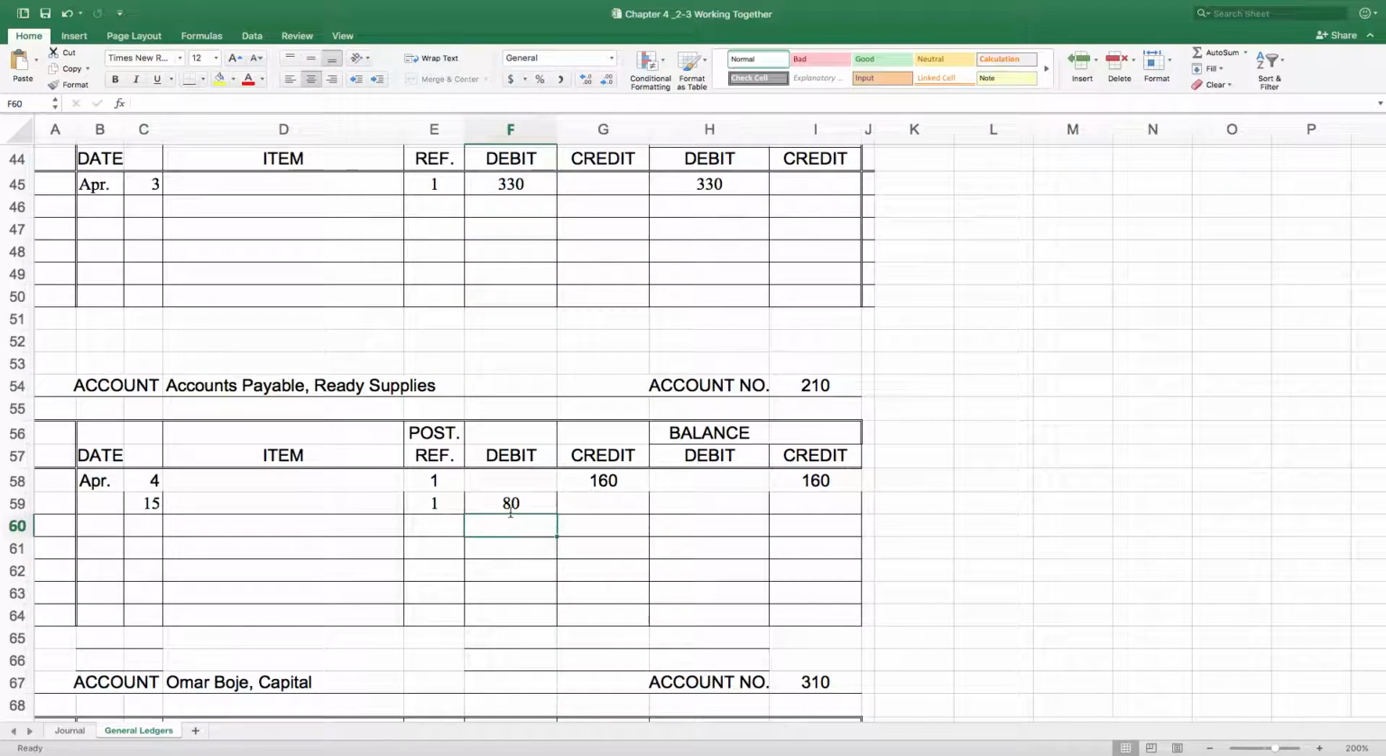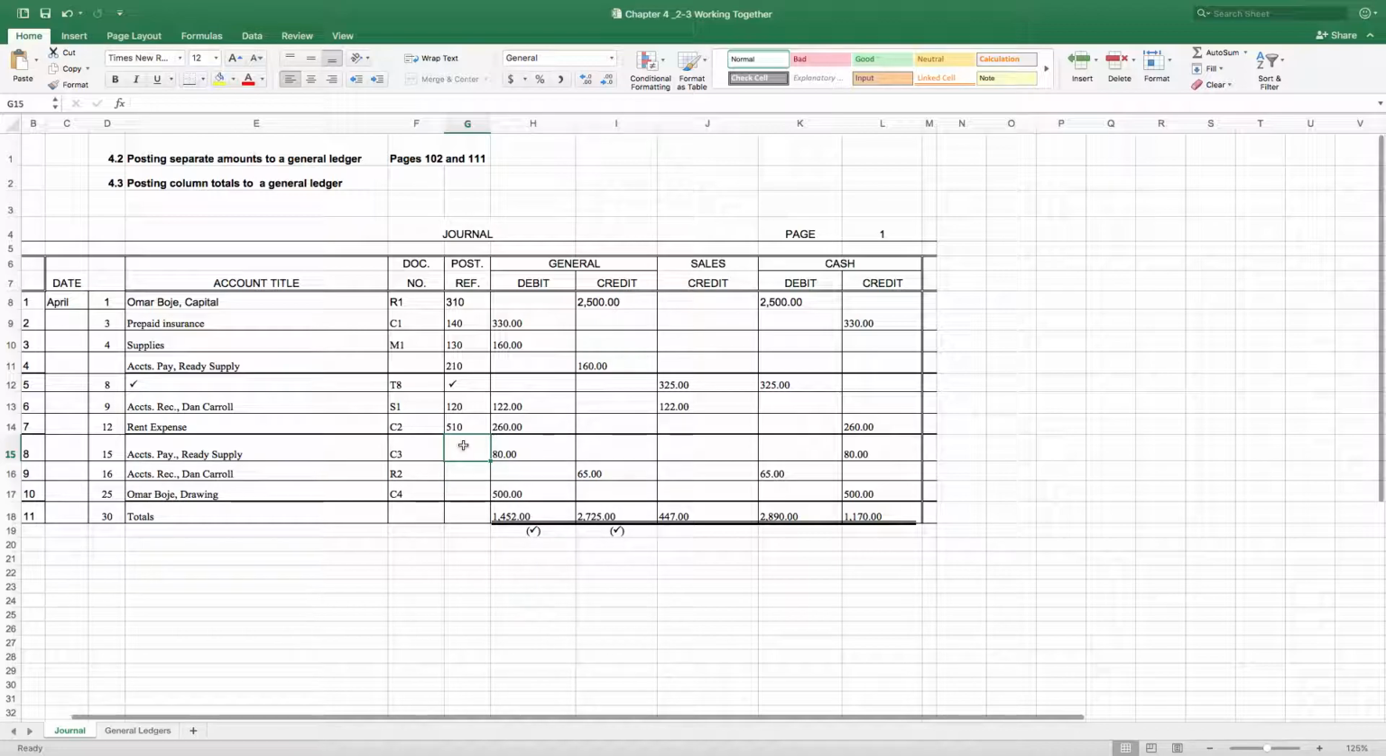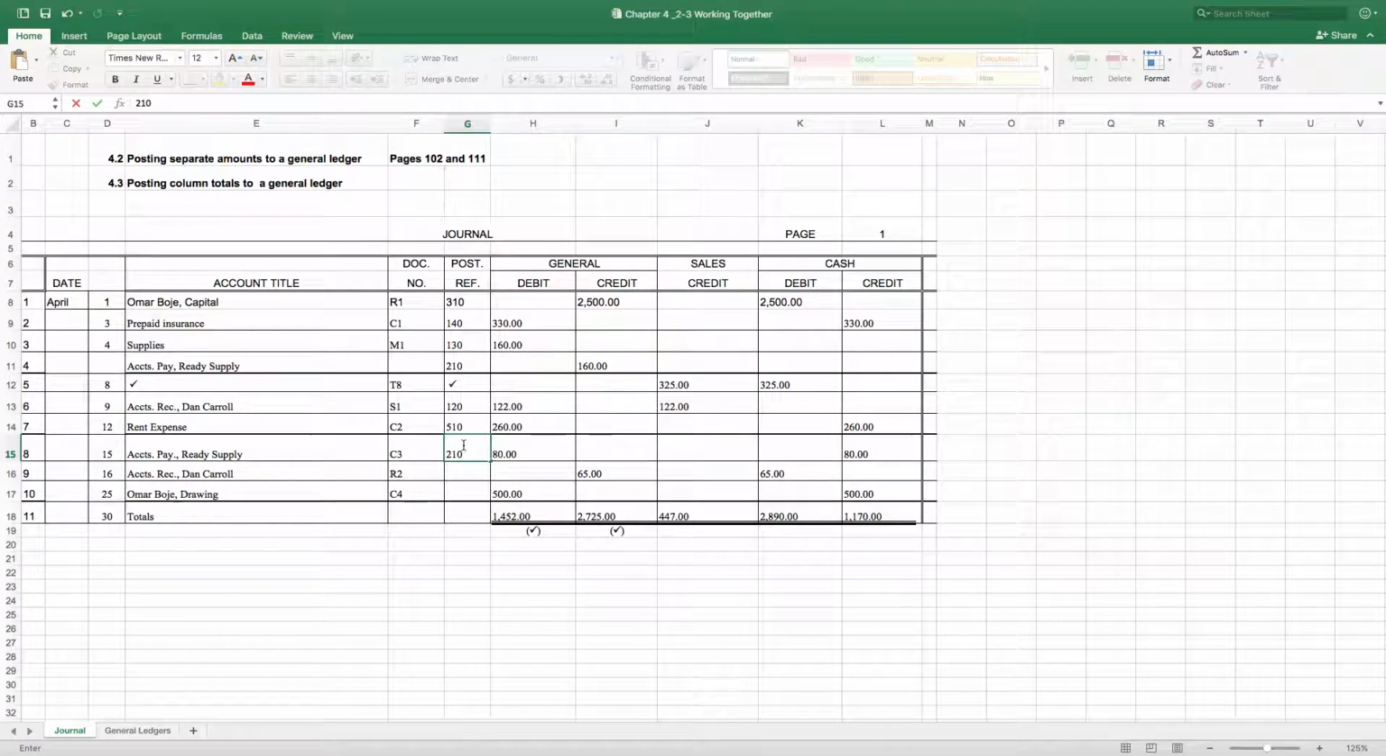Here we have a previous entry which has a credit balance. We just entered an $80 entry. So we will subtract 160 minus 80 gives us 80 bucks. We put that 80 on the side of the larger number, and since 160 is larger than 80, it will go on the credit side. You go back to your journal and record the page, the account number for accounts payable 210.